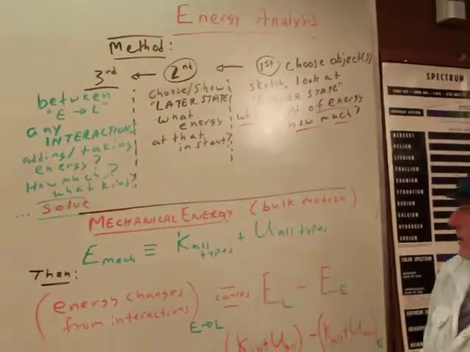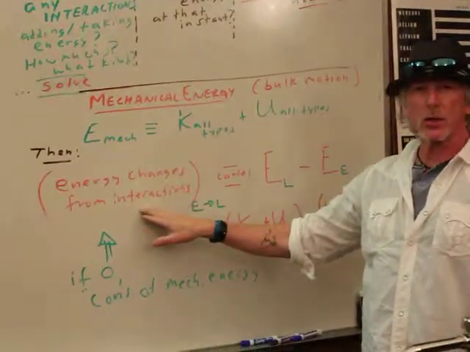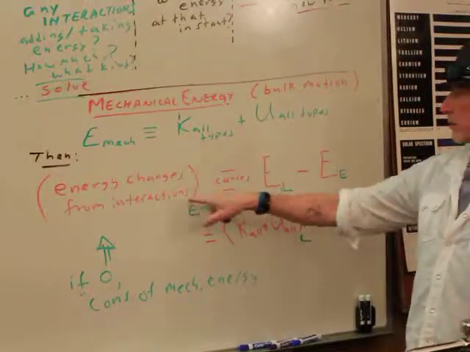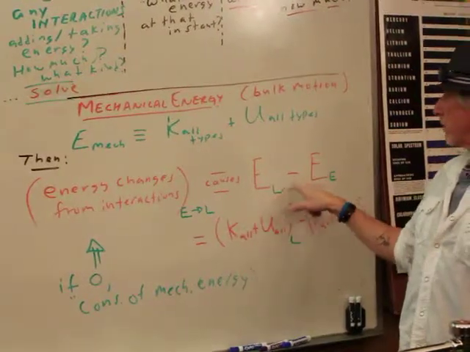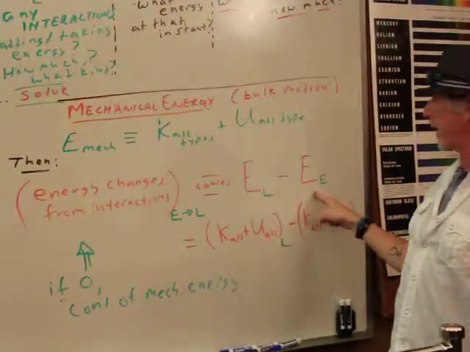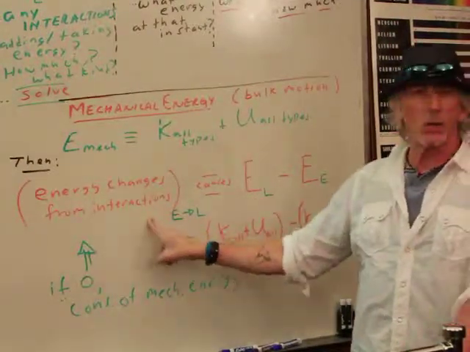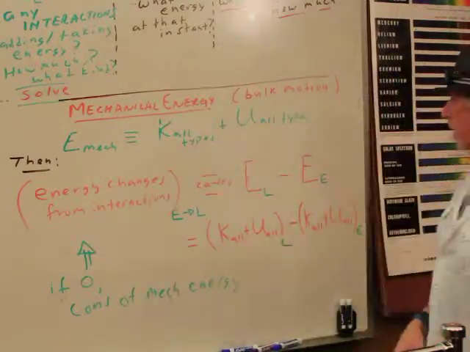So how do I do it? Well, then my equation becomes easy. It's the energy changes from any interactions causes, so the energy added or taken is what's going to cause the change, the energy later minus the energy earlier. Again, I look earlier, what have I got? Later, what have I got? Between, what happened? Set it up, you'll be given enough information to solve the puzzle, and you're good.